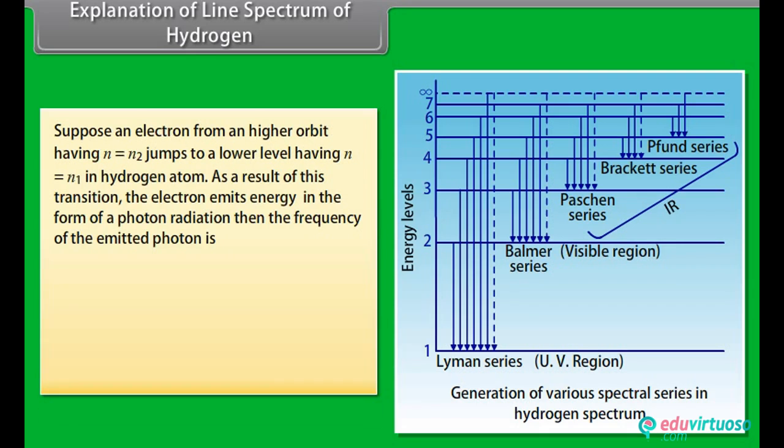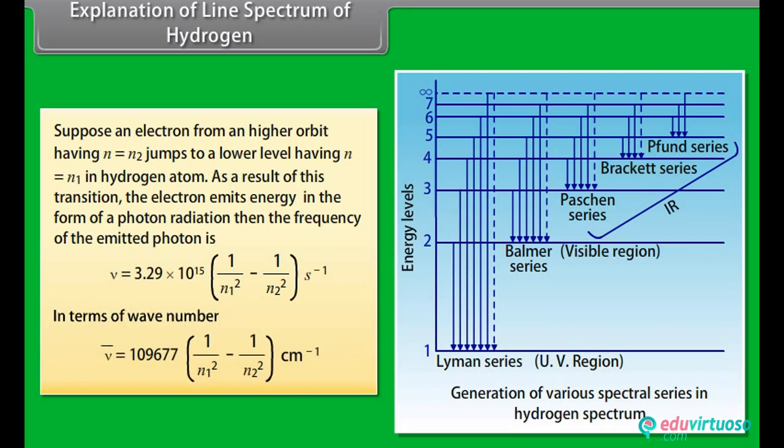Suppose an electron from a higher orbit having n is equal to n2 jumps to a lower energy level having n is equal to n1 in a hydrogen atom. As a result of this transition, the electron emits energy in the form of a photon radiation. Then the frequency of the emitted photon is equal to 3.29 into 10 raised to the power 15 into 1 by n1 square minus 1 by n2 square per second. In terms of wave number, it is 109677 into 1 by n1 square minus 1 by n2 square per centimeter.